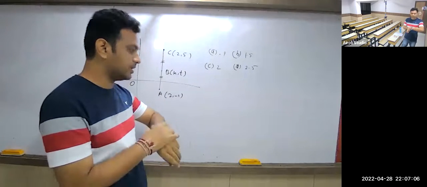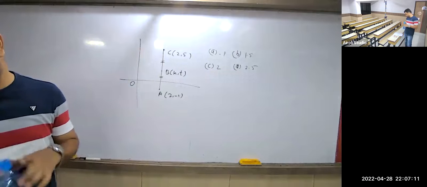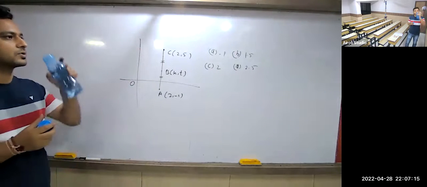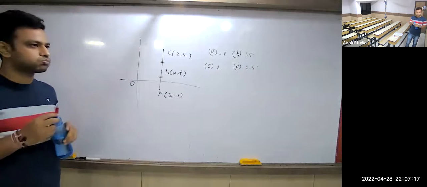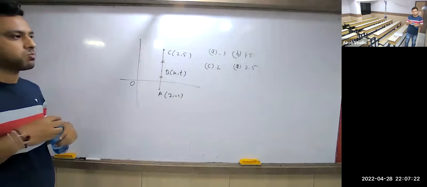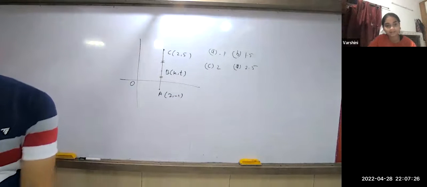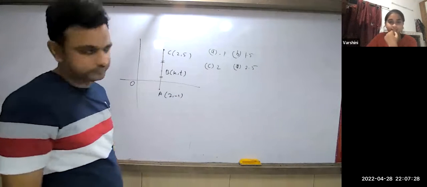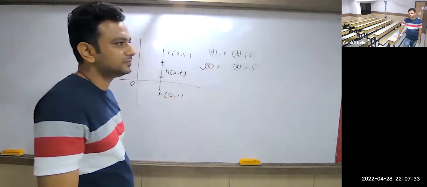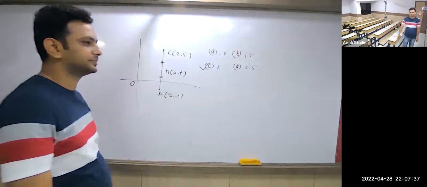I'm giving you 1 minute. B is the midpoint of AC. Can I guess the answer? Yeah. Is it option C, 2? Are you guessing or did you get this? I mean, I solved it and I got 2. Okay, yeah, it's correct.